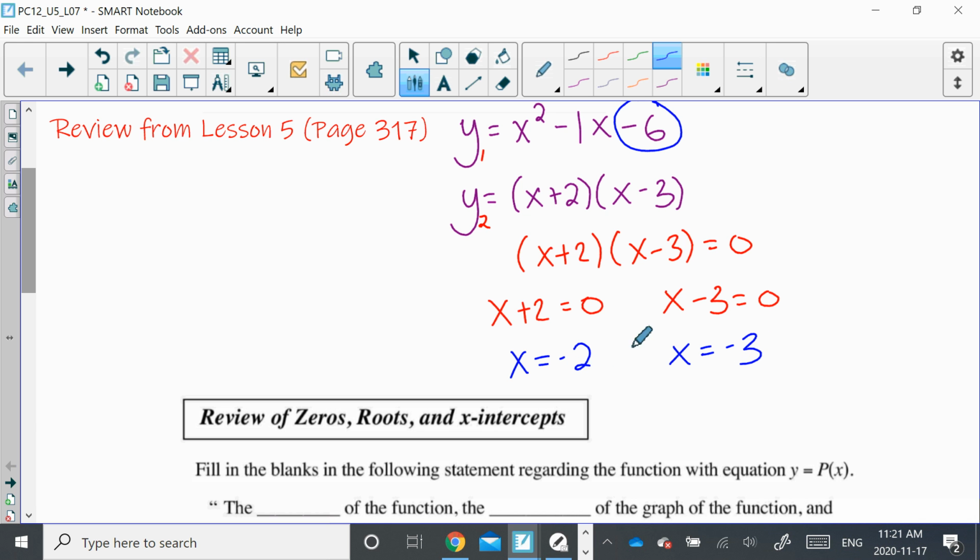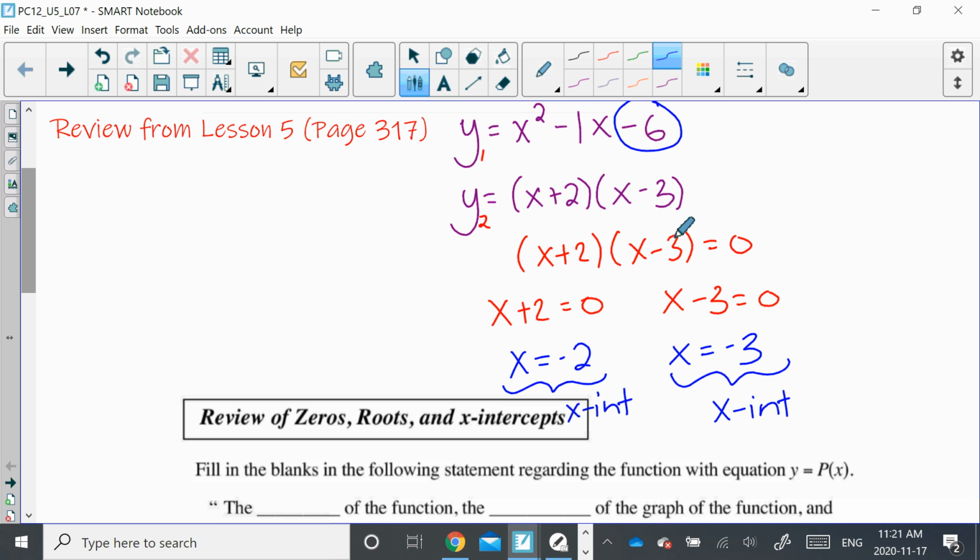A couple of things that we just figured out by equating this to 0: the zeros of my function are the x-intercepts of the graph. So this x is equal to -2 is an x-intercept. And this one right up here, x is equal to -3, is an x-intercept.